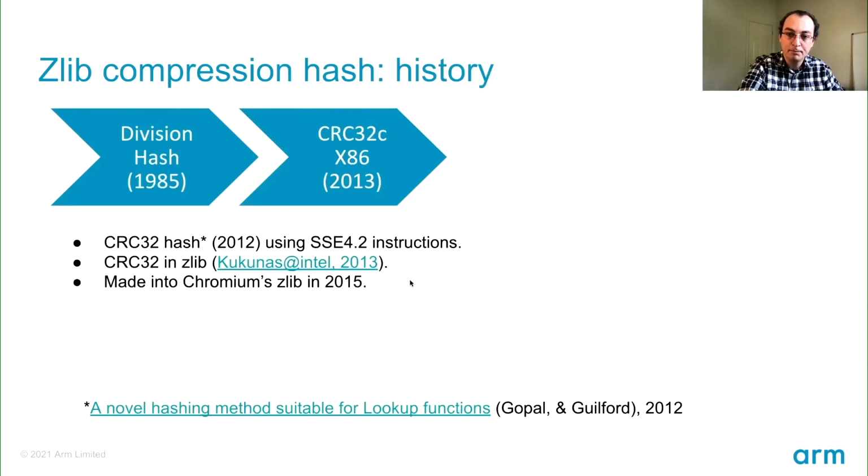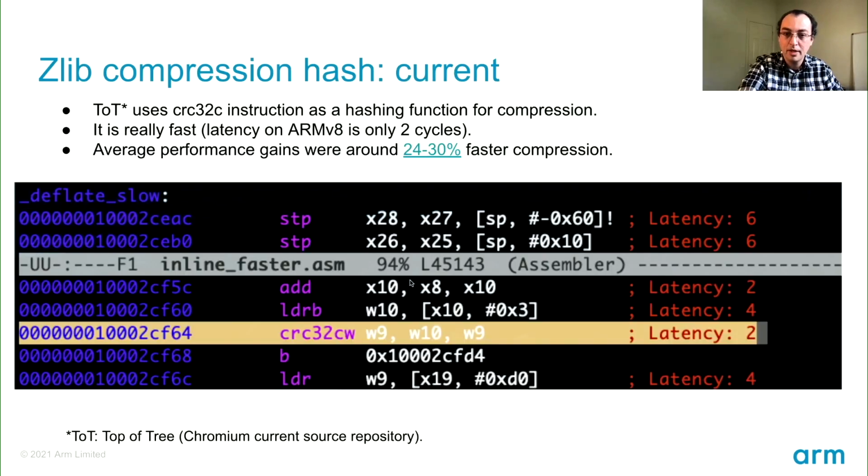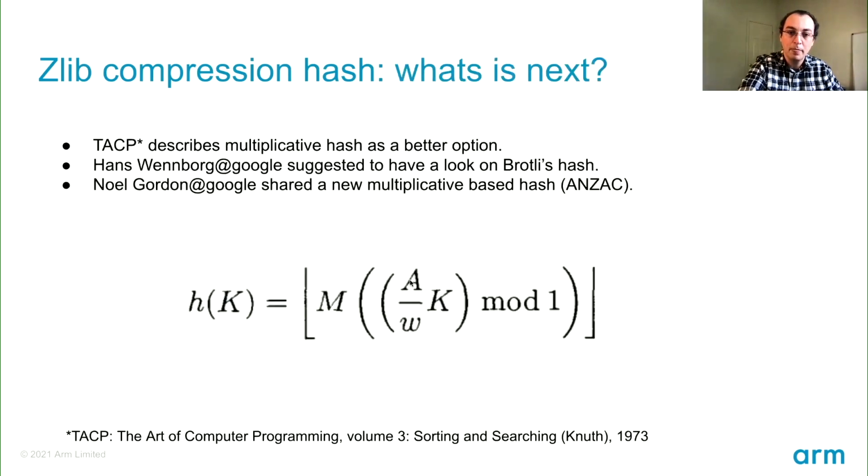In 2013, Jim Kukunas suggested use of the CRC32 instruction for speeding up compression. In 2018, I implemented that for Chromium zlib. Today, both Intel and ARM use the CRC32 instruction for hashing. It's really fast, takes just 2 cycles, and yielded a compression gain of 24 to 30%. But TAOCP also mentioned multiplicative hash as a better option, and Hans Wennborg suggested having a look at Brutalist hash. And Noel Gordon shared a new hash called ANZAC.